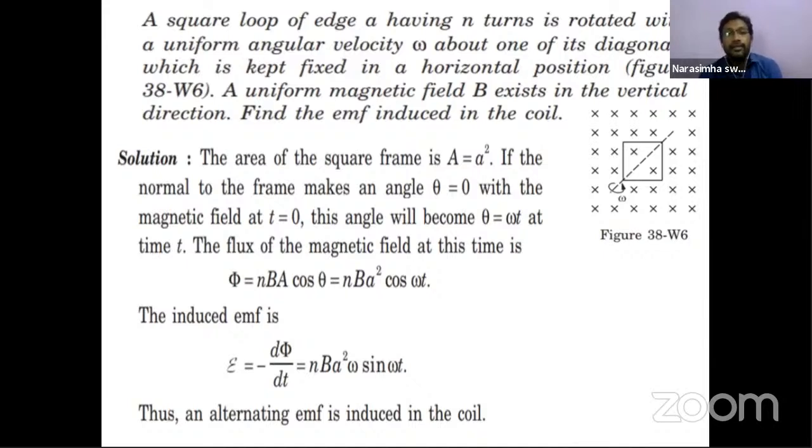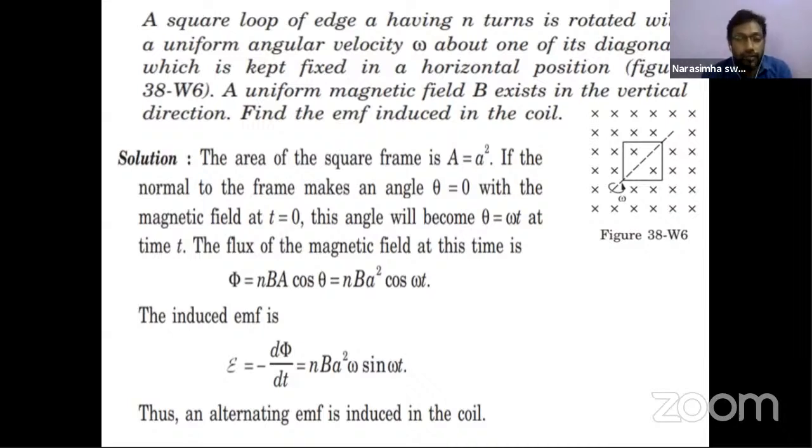n is given in the problem in terms of n, and the uniform magnetic field capital B is given. A we assumed is the side of the square, so all sides are equal, and the area of that square will be a squared. Theta is the angle at which we are calculating the flux. At any particular time, moving with angular velocity omega, theta becomes omega t. So substitute all the values.